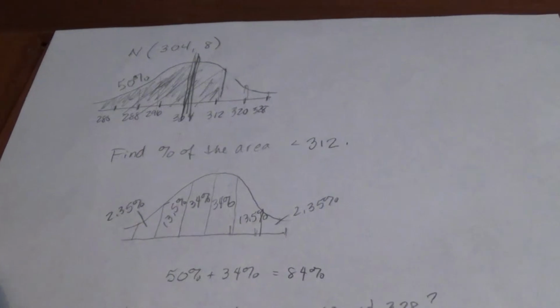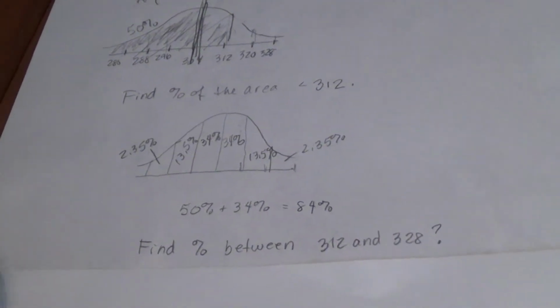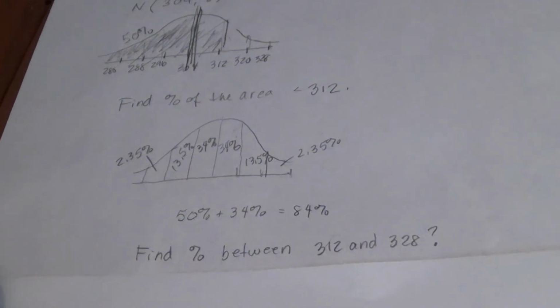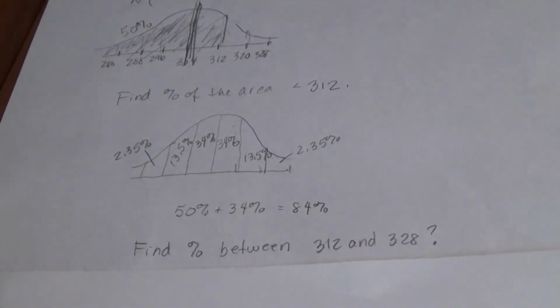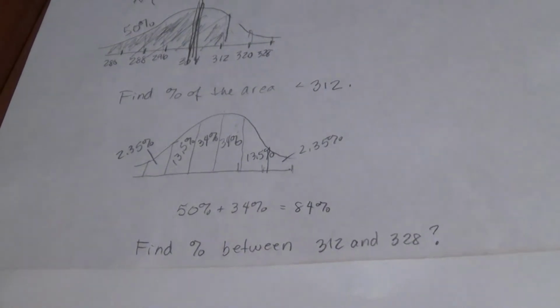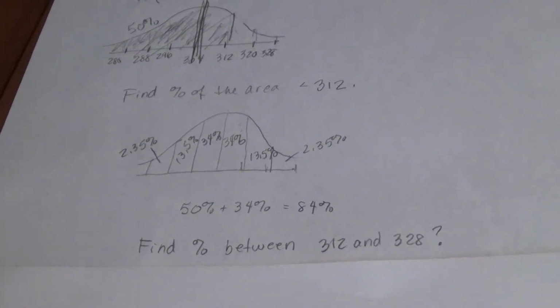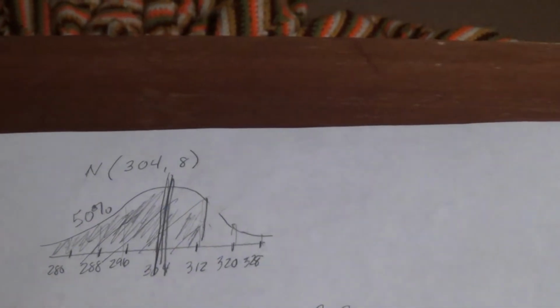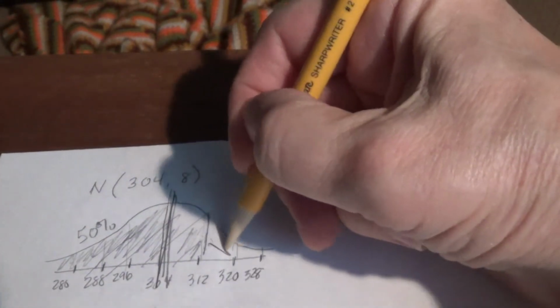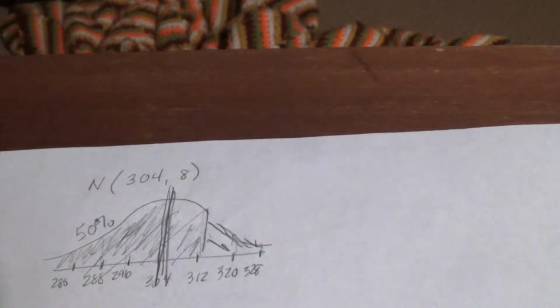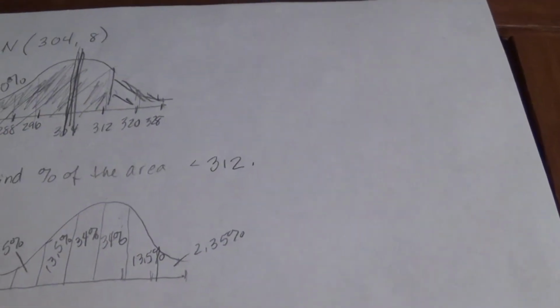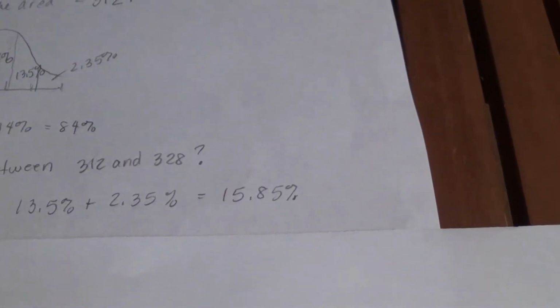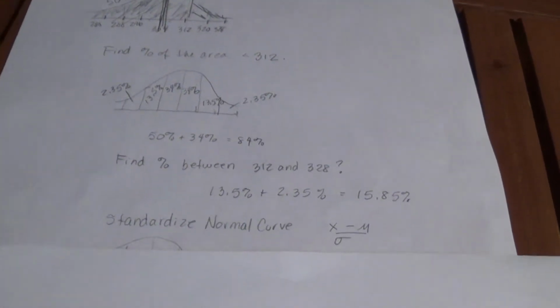84%. Let's go ahead then and find the answer to this question. And again, we're in review mode. If you find anything totally unfamiliar or not in your notes, go ahead and add it, but otherwise just enjoy the view. Find percent between 312 and 328. So looking up here, 312 to 328 goes this way. I'll stripe it this way, and you can see from the percentage map down here that's 13.5 and 2.35. So when I add those numbers, I get 15.85%. Right, that's the kind of thing we were doing the day when you were both here.